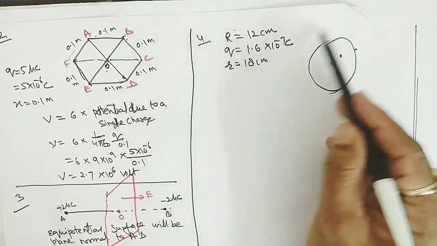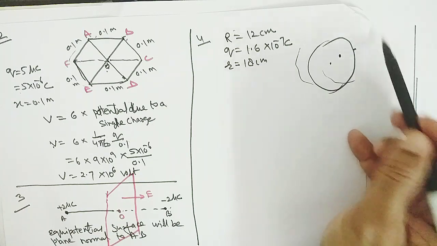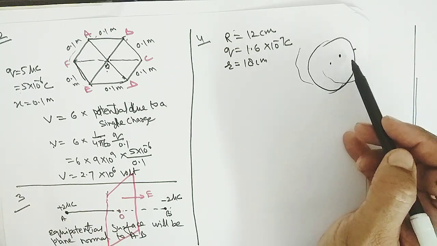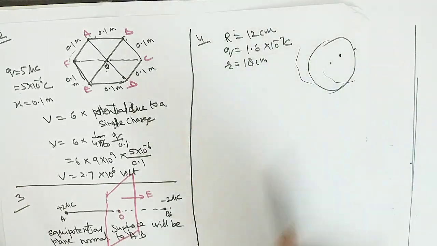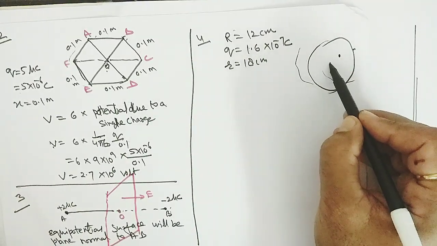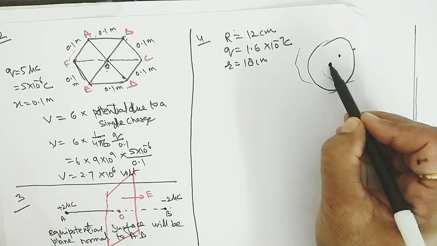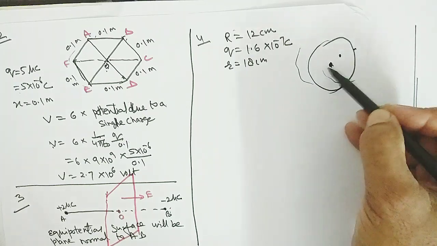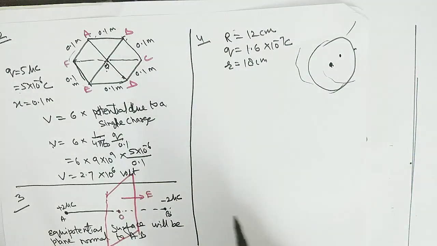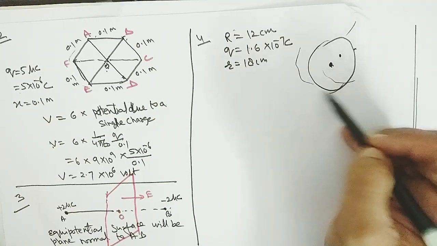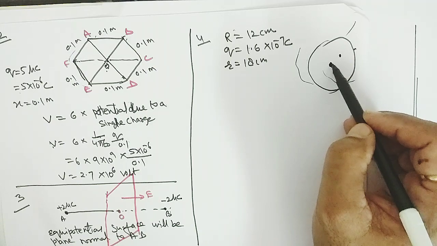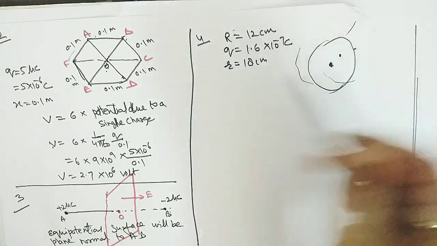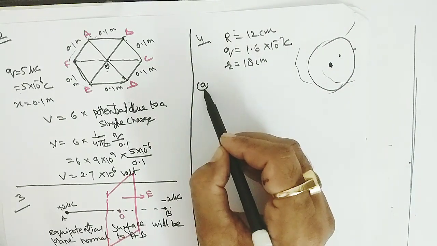Charge distributed uniformly over the sphere always behaves as if it were concentrated at its center. It means we have to just imagine the charge is at the center, just like the single charge. It will show all the properties. So if the charge is distributed uniformly at the surface, it will behave like a single charge which is concentrated at the center.